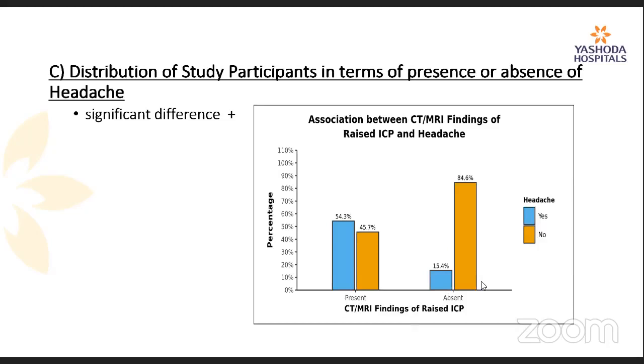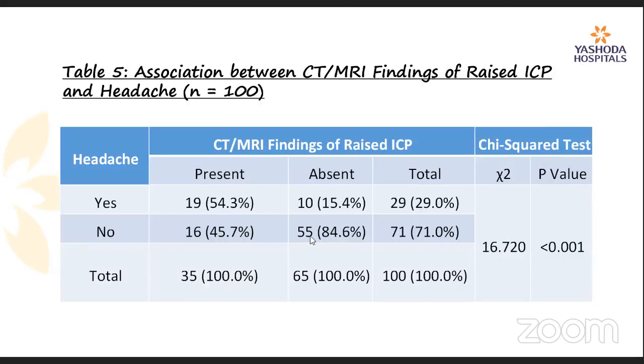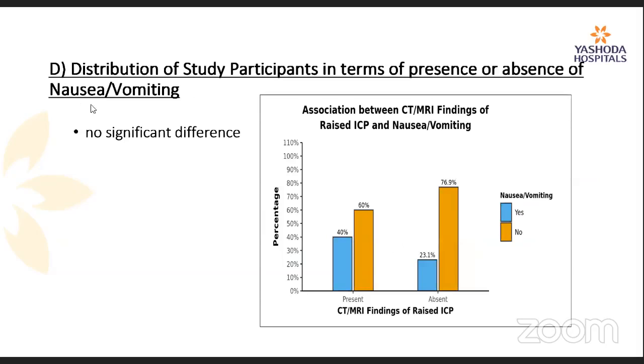And the last thing that we checked was whether the patient had history of nausea, vomiting. So there was no statistical difference between the two. Patients of both group 1 and group 2 had similar incidences of nausea and vomiting.